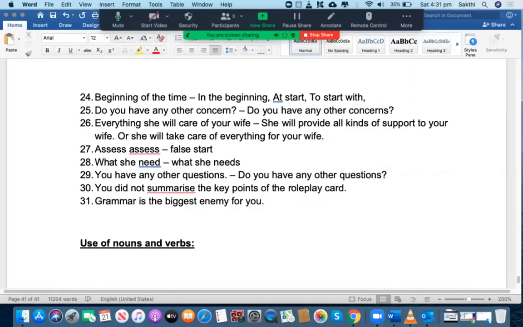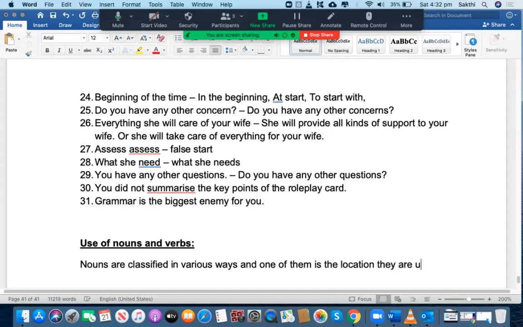Use of nouns and verbs for speaking and for writing. Let's say nouns are classified in various ways, and one of them is the location they are used.